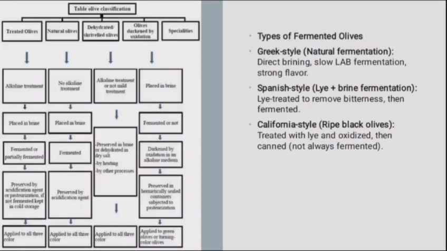There are different types of fermented olives. Greek-style olives undergo natural fermentation by direct brining, leading to slow lactic acid fermentation and strong flavor. Spanish-style olives undergo lye treatment to remove bitterness, followed by brine fermentation. California-style ripe black olives are treated with lye, oxidized, and then canned, though they are not always fermented.